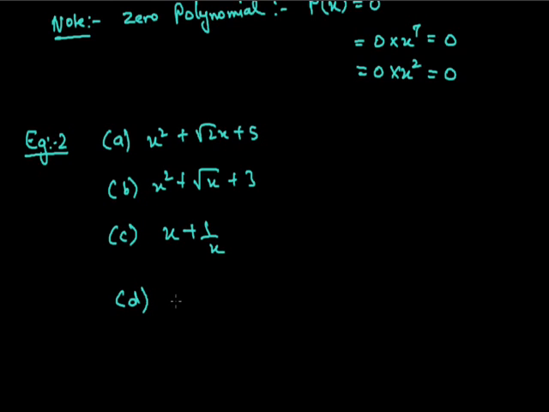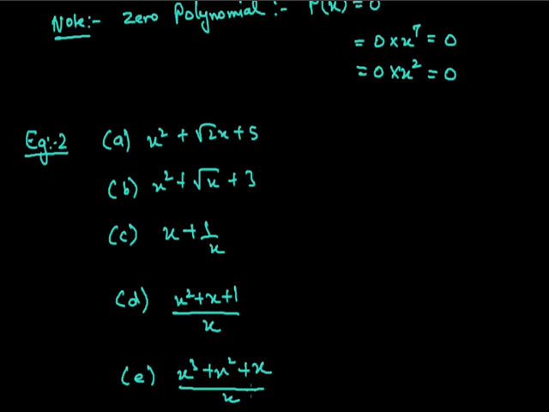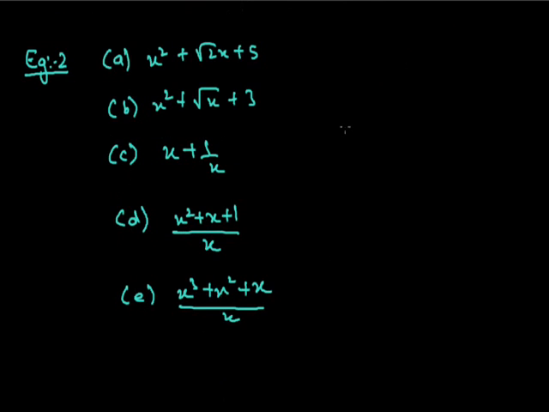Fourth, I have taken x square plus x plus 1 divided by x. And one more I will take, x cube plus x square plus x divided by x. So some algebraic expressions I have taken. Now if I ask you to tell me which of these algebraic expressions are polynomials and which are not, how to find it? If we take the first algebraic expression, that is x square plus root 2 into x plus 5.